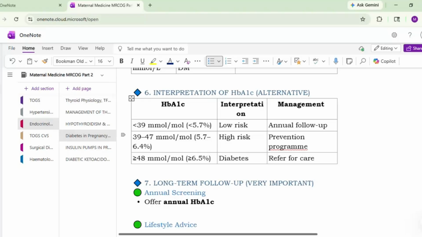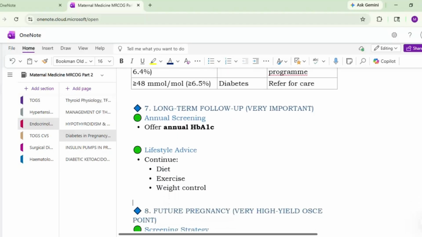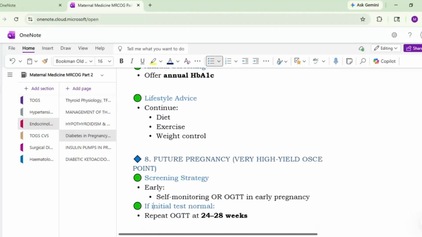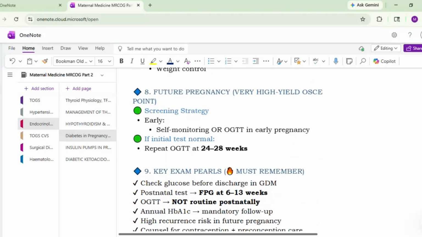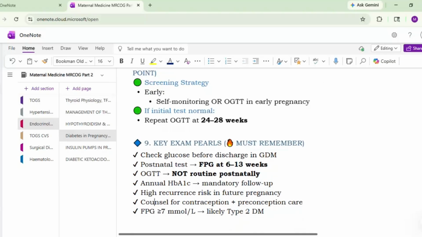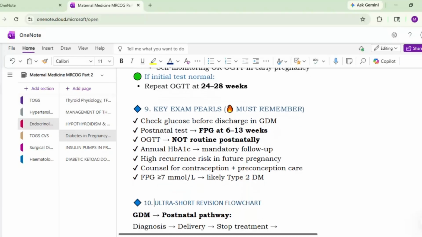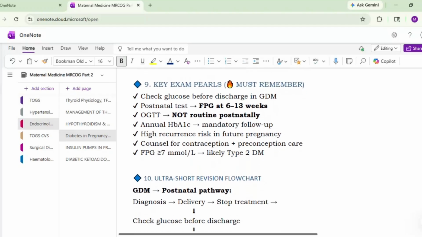5.7 to 6.4, that is 39 to 47. She is high risk. She will go for prevention program. More than 48, that is more than or equal to 6.5, she is diabetic. She will be referred to the care. Now coming to the long-term follow-up. Long-term follow-up, she will be on annual HbA1c. Okay, and lifestyle advice, diet, exercise, weight control, etc. Future pregnancy, she will be going for early screening and self-monitoring or OGTT in early pregnancy. If initial test is normal, we will repeat OGTT at 24 to 28 weeks of gestation.